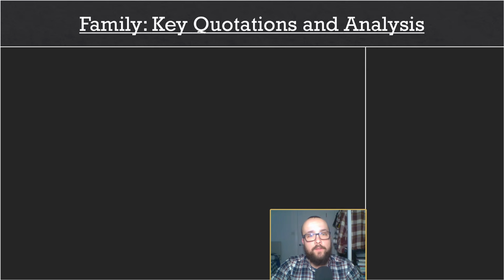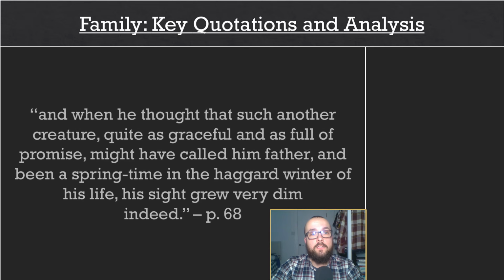And now I would like to focus on the end of stave 2, particularly on the scene in which Scrooge observes Belle, his former fiancée, and her family. Scrooge pays particular attention to Belle's daughter, and the narration reveals his innermost thoughts. The narration says, "And when he thought that such another creature, quite as graceful and as full of promise, might have called him father, and been a springtime in the haggard winter of his life, his sight grew very dim indeed." But what does this have to do with the theme of family?